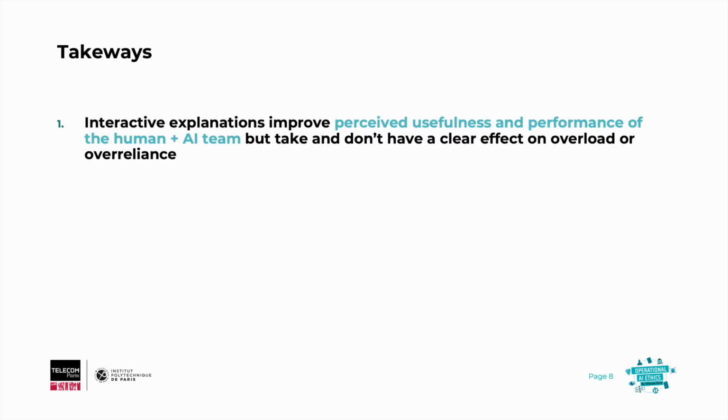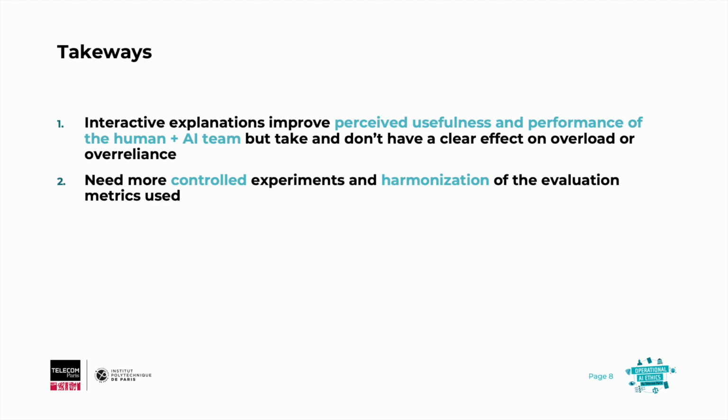To sum up, our scoping review identified that interactivity tends to increase perceived usefulness and the performance of the human and AI team compared to static explanation. We also highlighted conflicting results on the role that interactivity has on over-reliance, cognitive load, learning, and understanding. We also point out that the explainability community could benefit from more controlled experiments and a better harmonization of the evaluation metrics used to better understand the effects of interactive explanations.